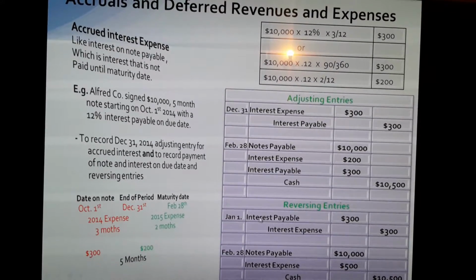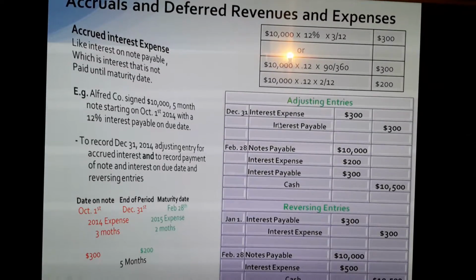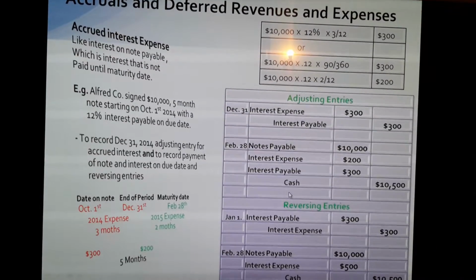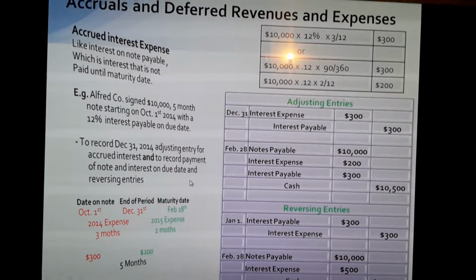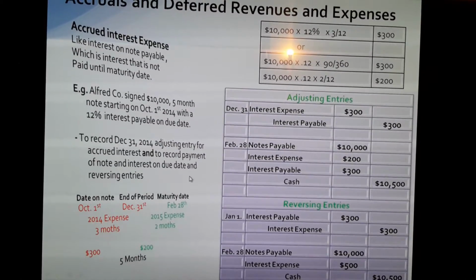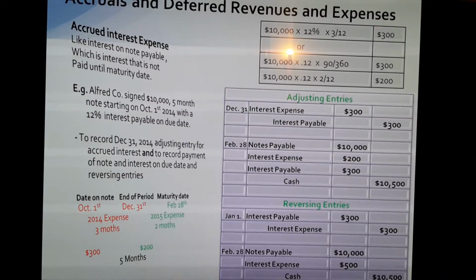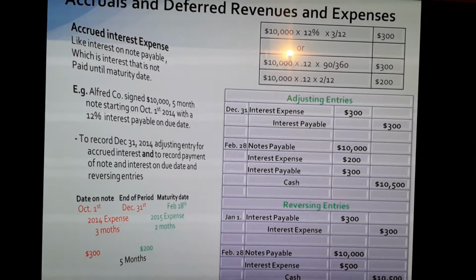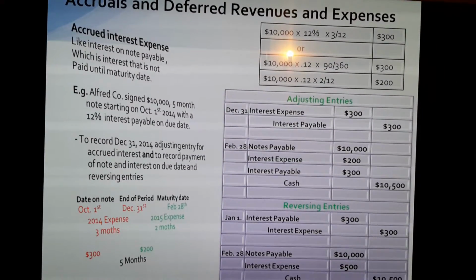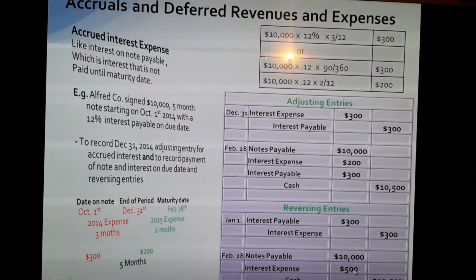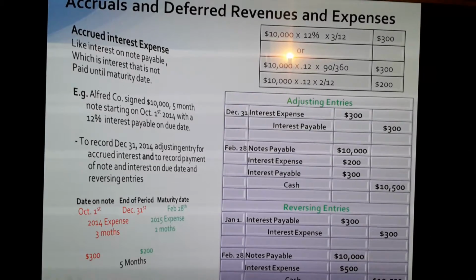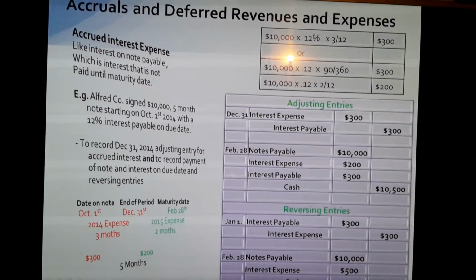Okay, so for you not to go back to the previous year, you revise the entry over here. So now if you are asked, you have to record notes payable 10,000, interest expense 500, and cash 10,500.